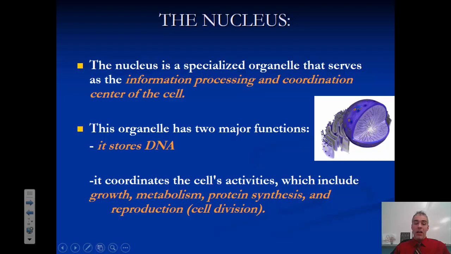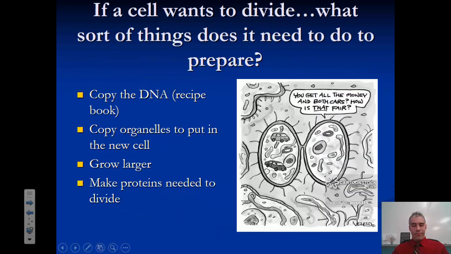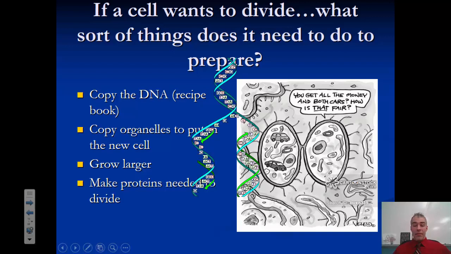It stores DNA, and it also coordinates the cell's activities by housing that genetic material and allowing things in and out that will control genes being turned on and off and things like that. So if a cell wants to split in half, what are the types of things it's going to want to do to make sure that the new half or both halves have what the original cell had? You're going to have to replicate the DNA because you need a new copy of the recipe book. You can't just split it in half. You'd lose half of the instructions for making proteins.